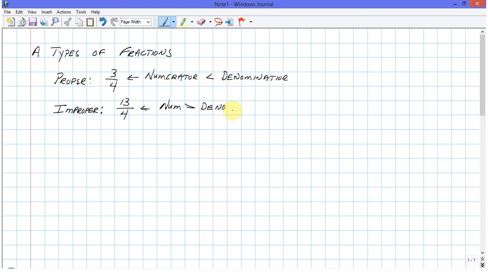The other type of fraction that we have would be a mixed number. And that type of number has a whole number part and a fractional part. So for example, the number 2 3/4, what it has is the 2 here, that's going to be the whole number part, and the 3/4, that's the fractional part.